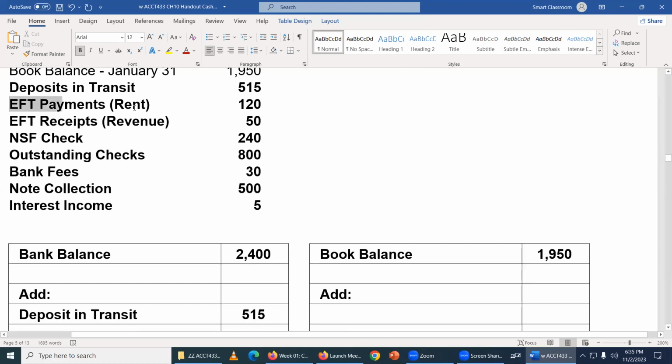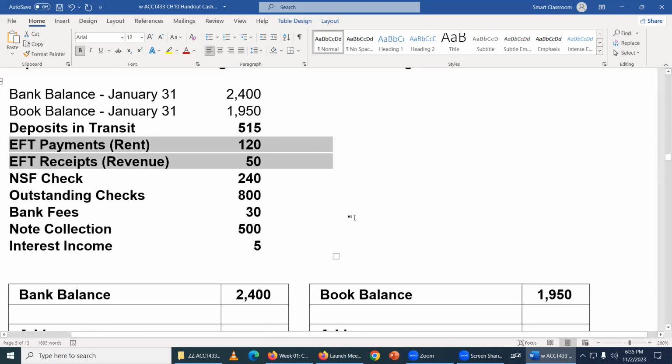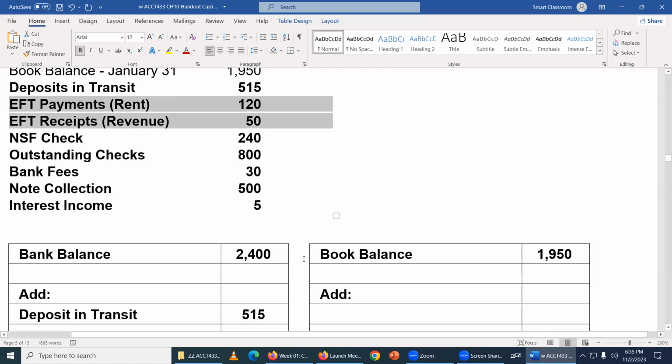Okay, EFT, these are electronic fund payments. Now, here's the thing on businesses if they're using a checkbook. These electronic fund payments and receipts will not be in there. There are no checks for these. It will be the book side because they don't see it. We may know that some of these are there, but there certainly isn't any check for it.